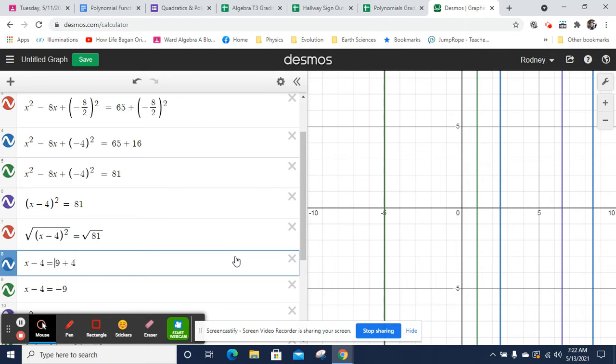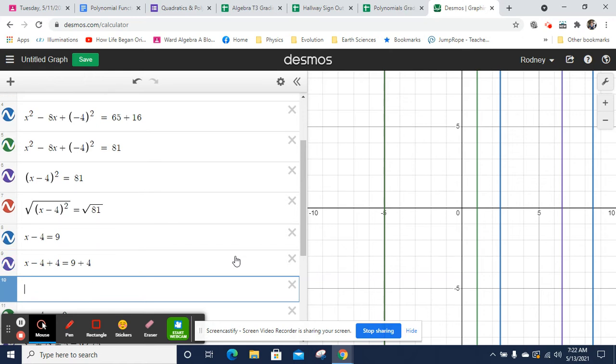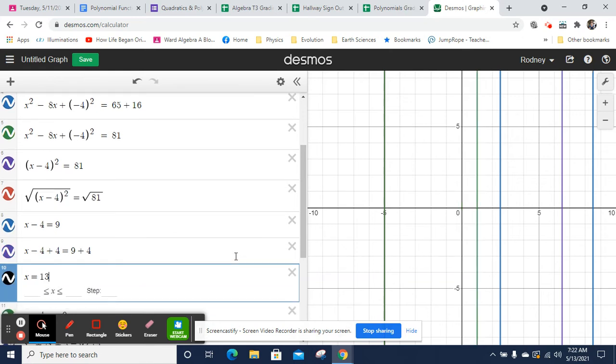Okay, let me actually do this in a second cell so that I can give you these notes. Okay, so I'm going to add 4 to both sides. Plus 4, plus 4. And that's going to just be x equals 13.